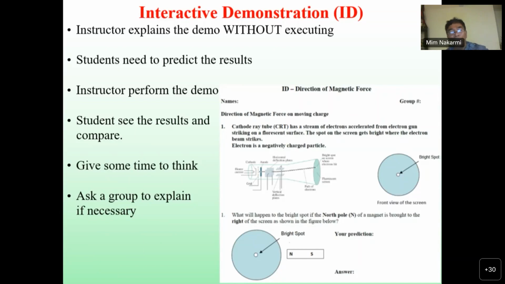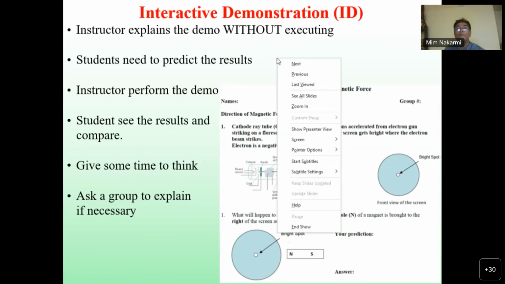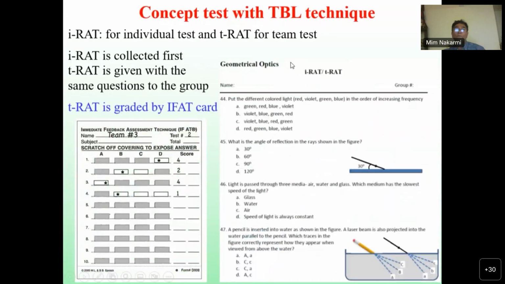And sometimes we ask some students to explain that. And if it is too complicated, and everyone made a mistake, then I explain it. So that way they have to first think and predict, and then see the real result. That's the final answer. And they have to learn and understand why it happened.